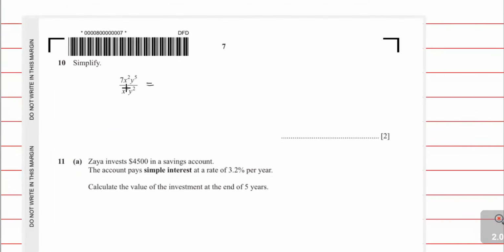Question number 10. Simplify 7x squared y to the 5 over x cubed y squared. Look here, we can write this 7 into x power 2 minus 3 and y into y power 5 minus 2. And therefore, we can write this 7 into x power minus 1 y power 3 and we will shift this x power minus 1 from numerator to denominator. This value becomes 7 into y power 3 over x and this is the answer.